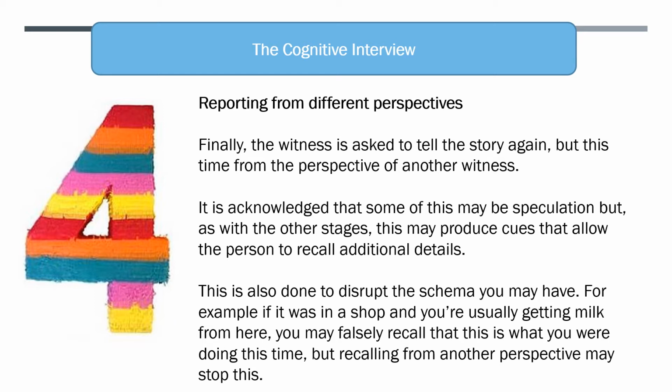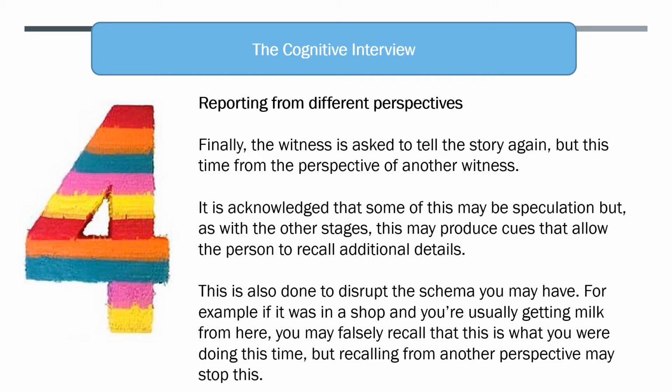So for example, if it was in a shop and you're usually there to get milk, you may have falsely reported that that is what you were going to get this time, that's where you were in the milk aisle or whatever. But if you get asked to report that from someone else's perspective, that might break that schema and you realise actually that isn't the place where you were, I was actually in this area instead. So that helps in making sure that schemas are broken, trying to make sure we get all the finer details that we can.